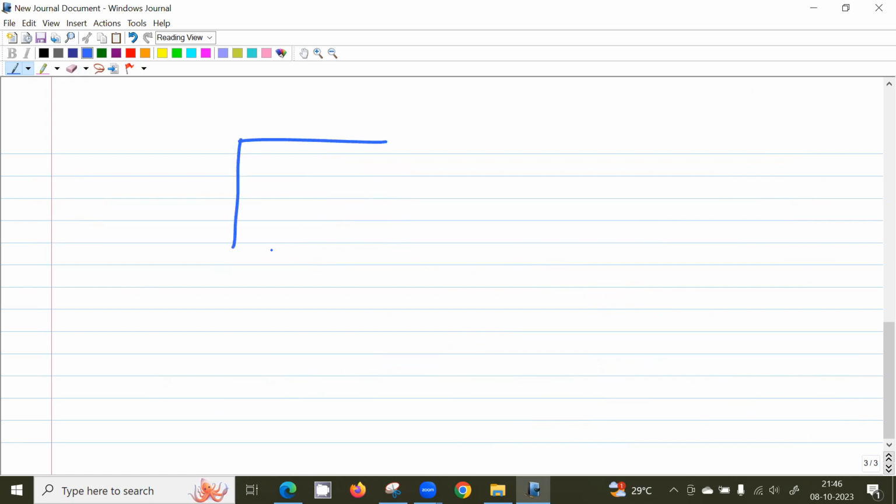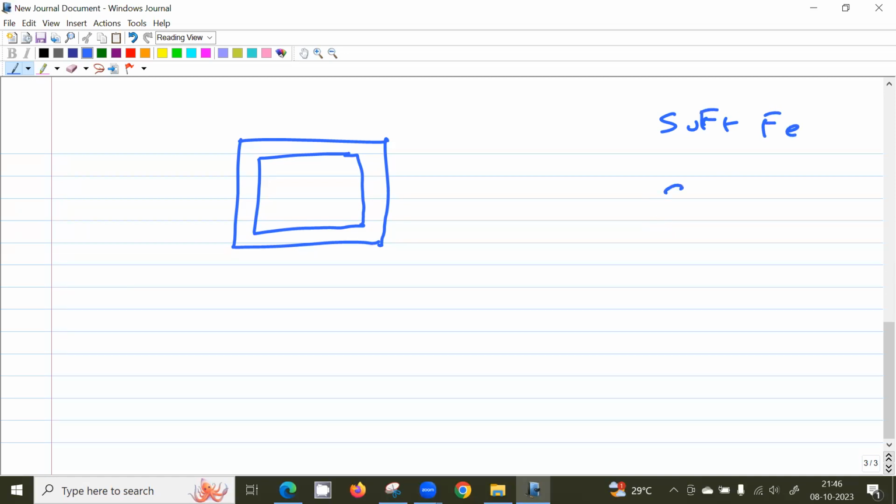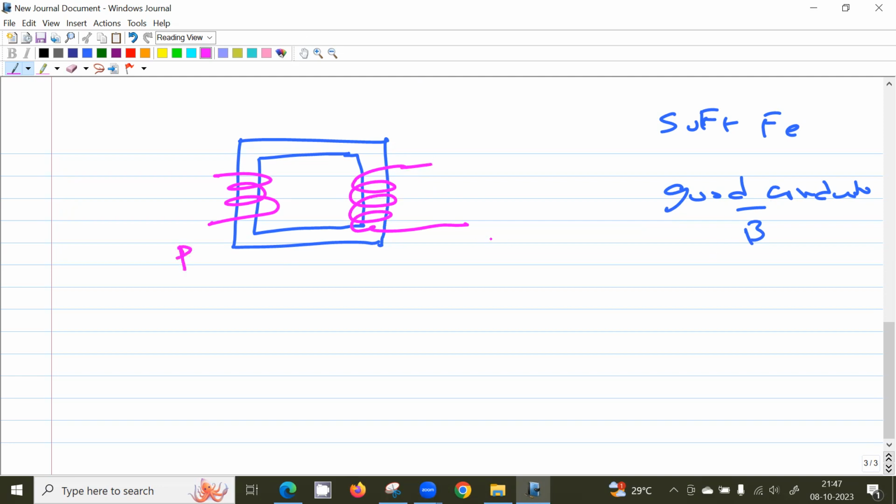that's why we basically have a core, an iron core, a soft iron core. Like copper is a good conductor of electricity, right? Similarly, soft iron is a good conductor of the magnetic field, B. So if you have two coils, one is, say, the primary, this is the primary coil, and this is the secondary coil.